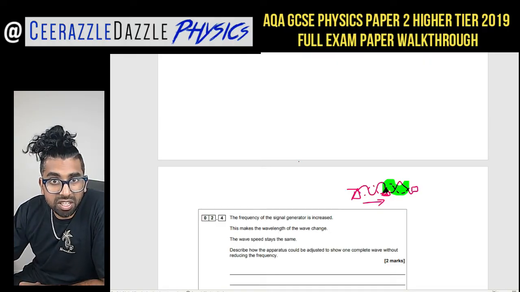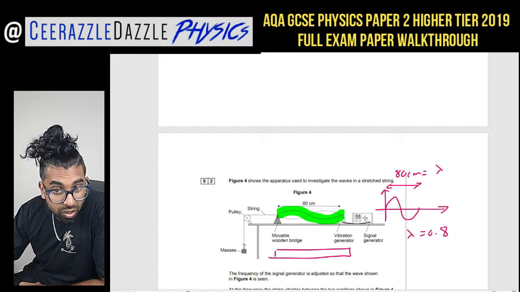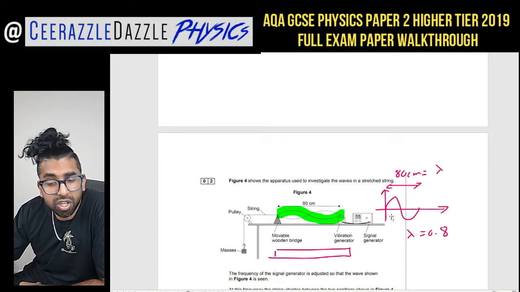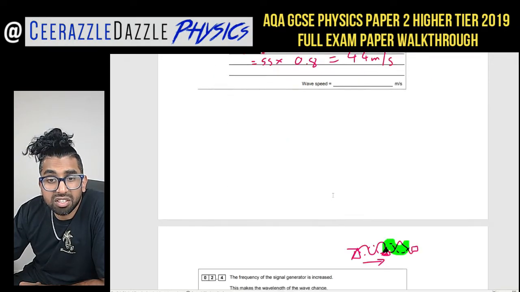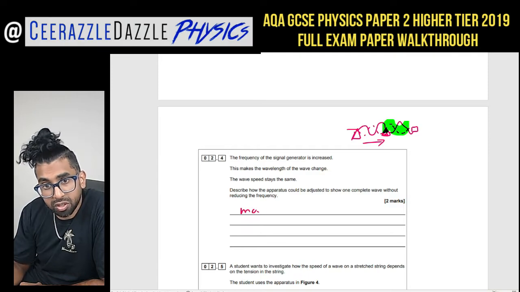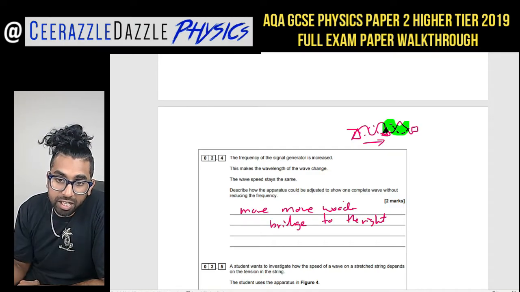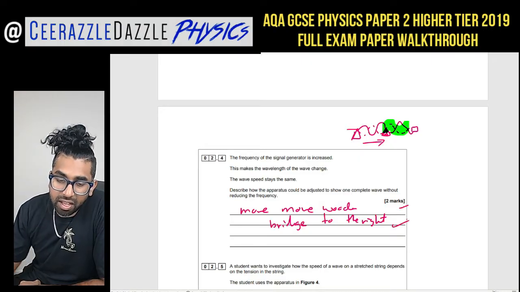So look at this diagram. All we can do is this. If we want to show one wave, if you increase the frequency over here, we move the movable wooden bridge to the right. So the answer is we move the wooden bridge to the right. Yeah, okay. Right, the next one. So that's 2 marks over there.